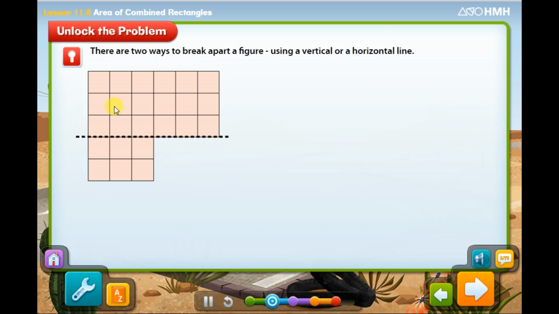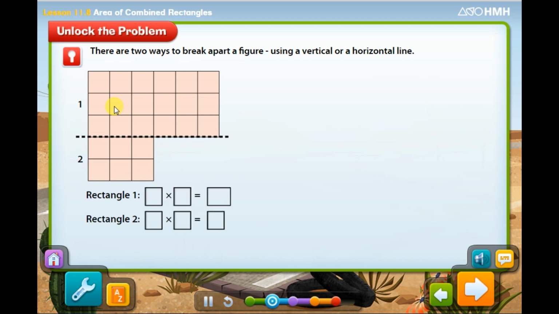One way to break the figure apart is with a horizontal line. Then complete a multiplication equation for each rectangle. What are the width and length of rectangle 1? So first, the first rectangle here. How many rows in it? 1, 2, 3 rows, right? By the number in each row, 1, 2, 3, 4, 5, 6. So the first equation here would be 3 multiplied by 6. The width is 3 units and the length is 6 units.